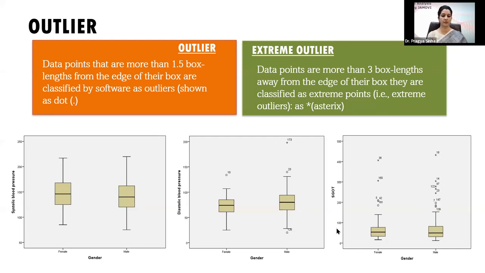In this case, you can see that this is represented by a dot, so this is a normal outlier. But this case number 173, and the numbers you can see over those points, are the serial numbers of your cases. Those are not the values. So they are the serial numbers. That is the extreme outlier.